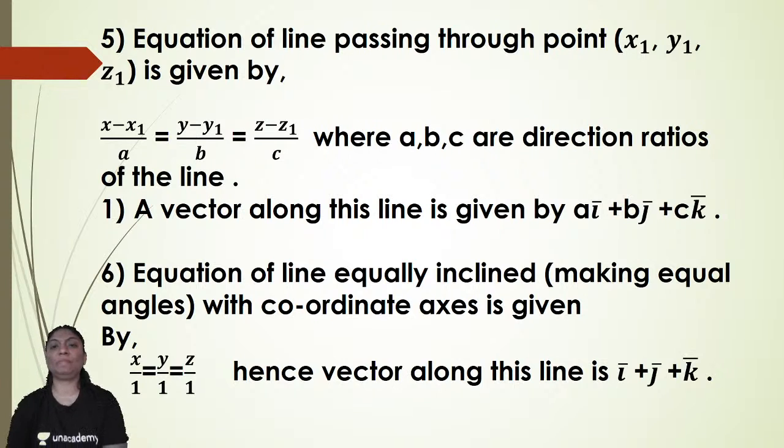So equation of a line passing through the point (x1, y1, z1) is given by (x minus x1)/a = (y minus y1)/b = (z minus z1)/c, where a, b, c are the direction ratios of the line. Then a vector along this line is given by a i bar plus b j bar plus c k bar. Then the equation of the line making equal angles with the coordinate axes is given by x/1 = y/1 = z/1. Hence the vector along this line is i bar plus j bar plus k bar.